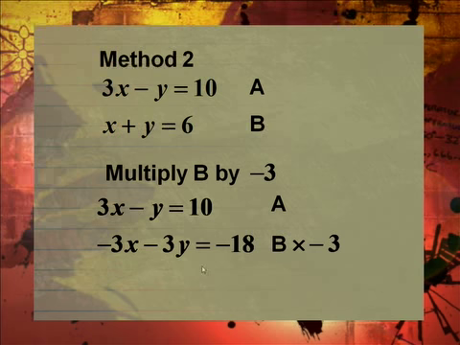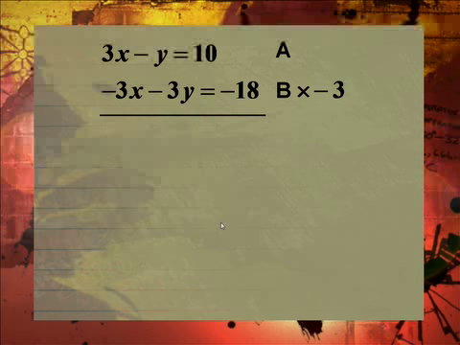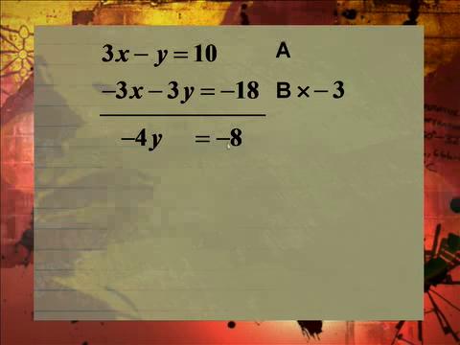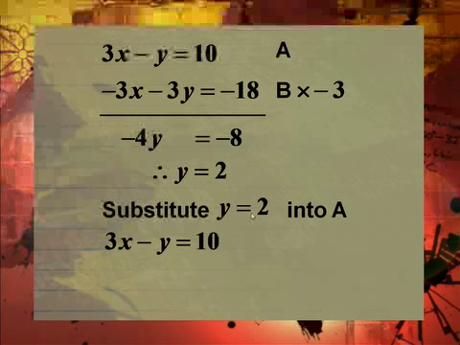Now look at this. We can now simply add. Those are going to vanish. The 3x and the minus 3x goes. And negative y minus 3y is negative 4y. And 10 minus 18 is negative 8. And if you divide both sides by negative 4, y is equal to 2. Then, of course, you take that value, and let's go into equation A, say. We've got our y value there, and off we go. Now we plug it in.